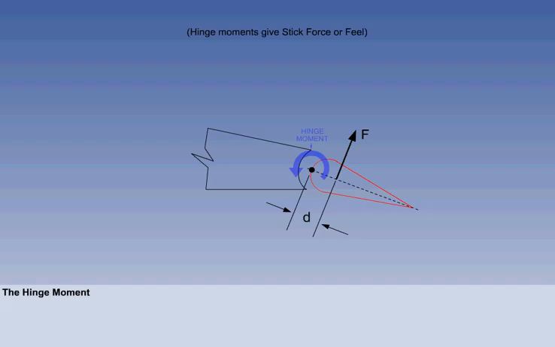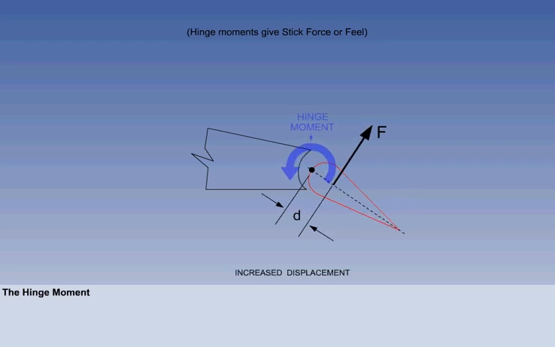The product of the aerodynamic force and the distance from the hinge line to the centre of pressure of the control is called the hinge moment. It is the hinge moment the pilot must oppose to make and hold the required control deflection. The pilot refers to the hinge moment as stick force or feel.